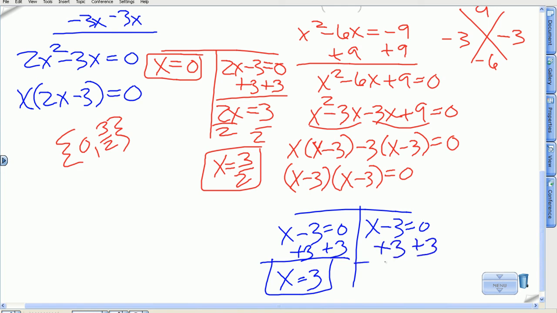I said quadratics are supposed to have two answers, so what's going on? Well, you'll notice you get the same answer 2 times. So there are 2 answers, but the answer is x equals 3 2 times. So you can list them, but really you only have to have one: x equals 3. There's really just one of them.